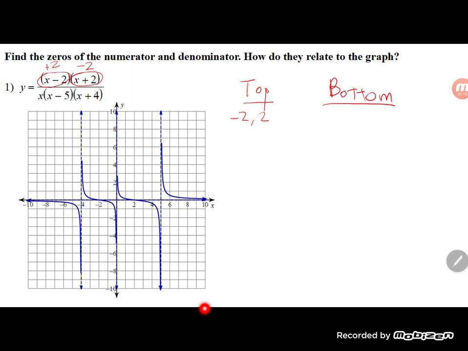And then for the bottom, I'm going to look at this one and I'm going to see, well, when x equals 0, that goes to 0. When x equals 5, that goes to 0. And when x equals negative 4, that goes to 0. So on the bottom, we're going to have 0, 5, and negative 4. Okay?